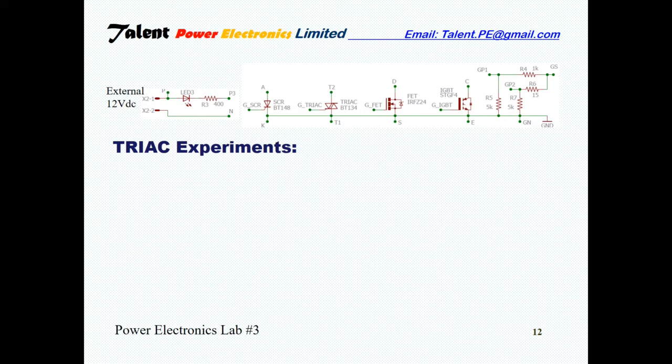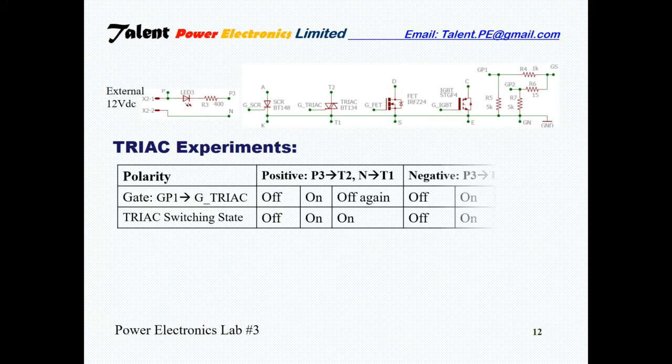TRIAC experiments. For the positive polarity, connect P3 to T2, connect N to T1. When the gate signal is off, the TRIAC is off, the LED is off. Turn on the gate, the TRIAC turns on, the LED lights up. Turn off the gate again, the TRIAC remains on. A TRIAC cannot be turned off by the gate signal.